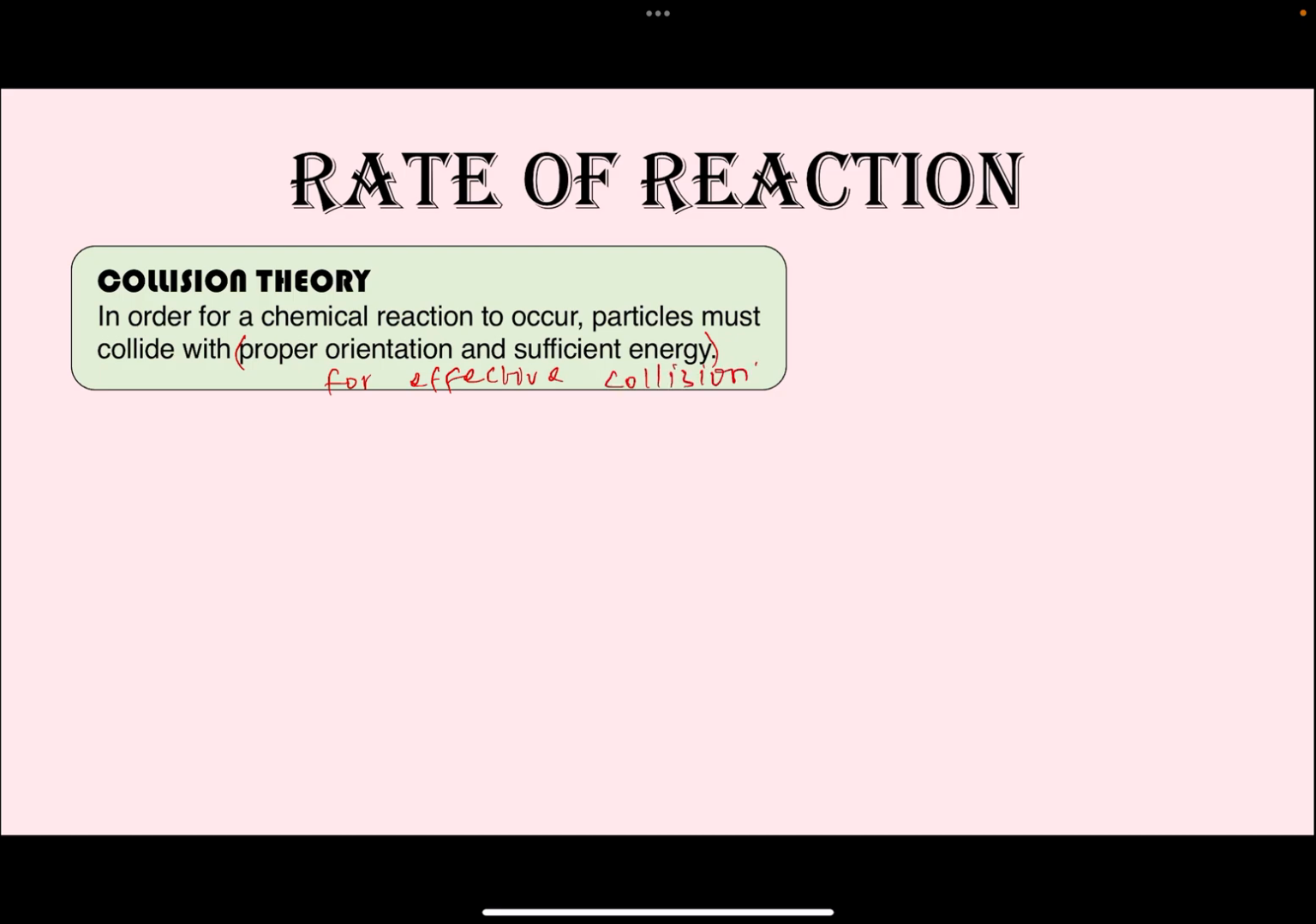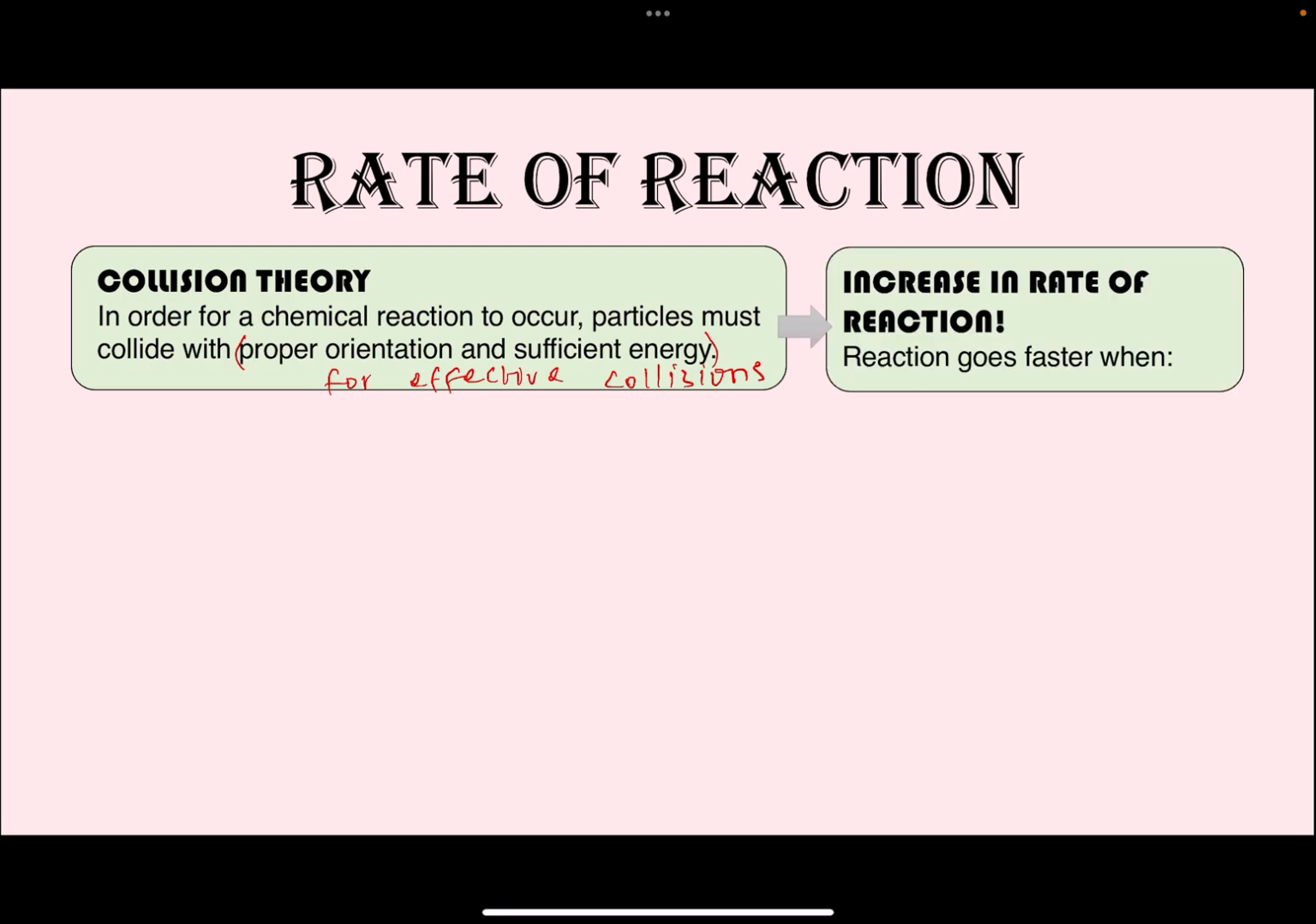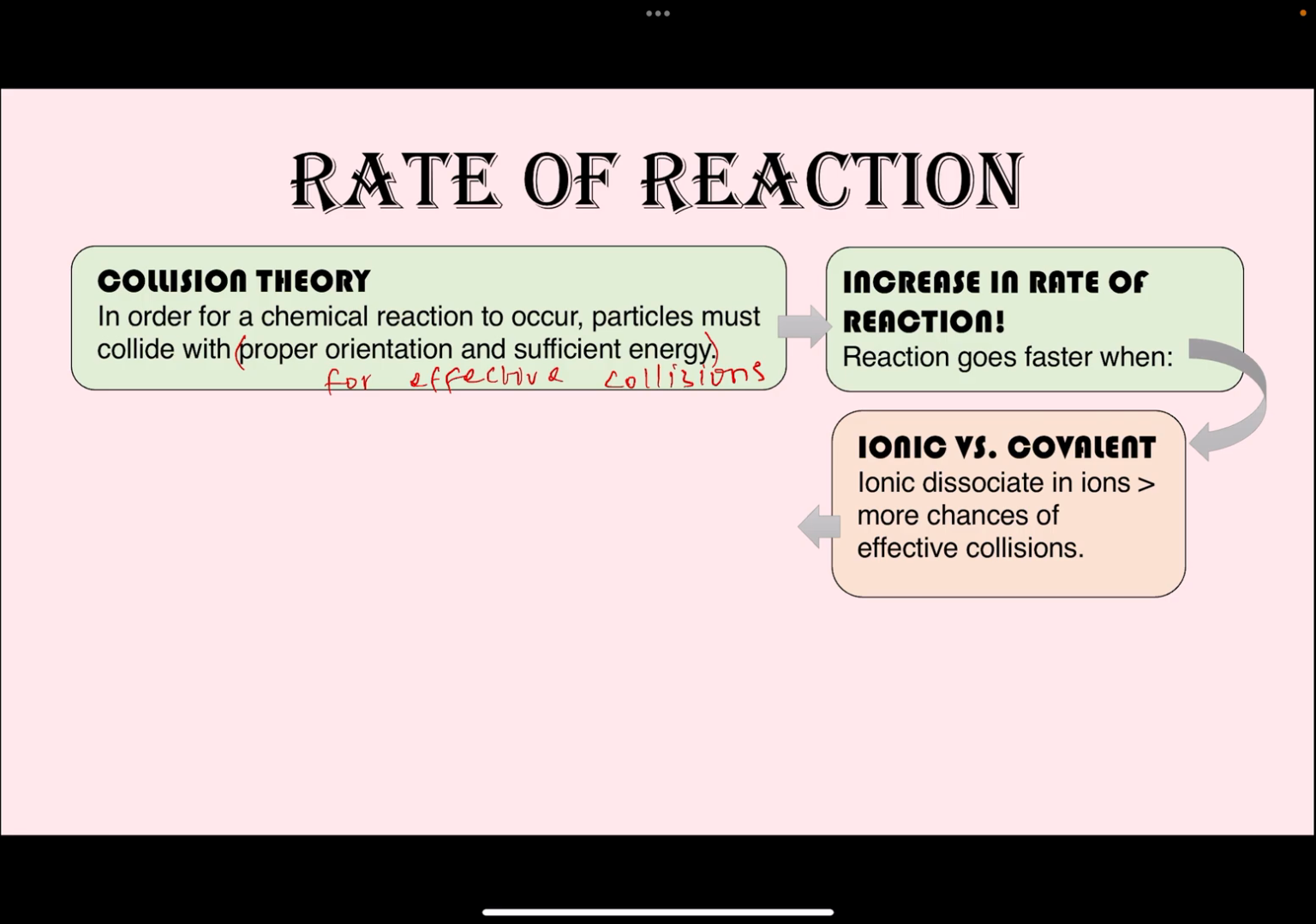If we want to speed up the reaction or increase the rate of the reaction, we want to have as many effective collisions as possible. So there are a few factors that can impact the number of effective collisions. The first thing is the type or nature of the substance that we are looking at.